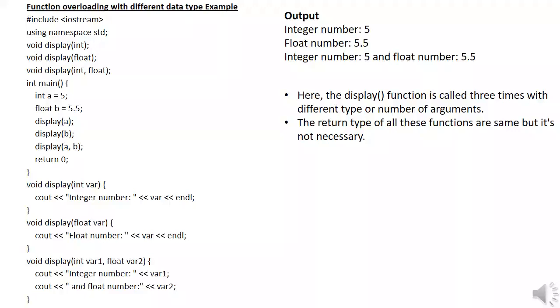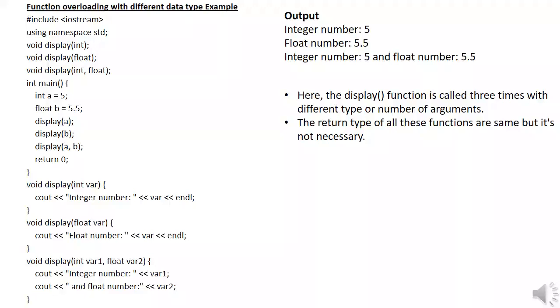When I call the third function, display of a comma b, you can see that two parameters are there. A is an integer value and b is a floating point value. So control goes to the third function definition, because inside the third function definition the argument values are integer and float. It is matching with the third function definition, so the statements inside it will be executed. So you will get the output integer number 5 and float number 5.5.